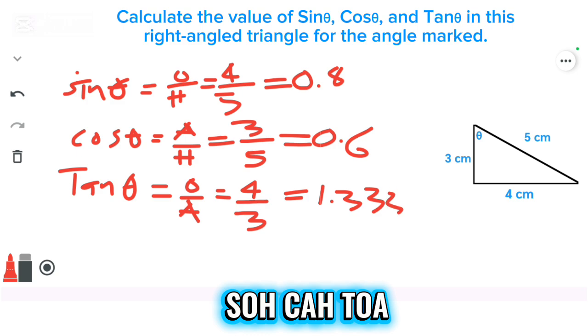1.333. If you happen to use a calculator, if you do long division, you will end up getting an infinite number of 3s. So we just write it as 1.3 with a little small sign there. There we go. This is how you can find the value of cos, sine, and tangent in a given right angle triangle if an angle is given.